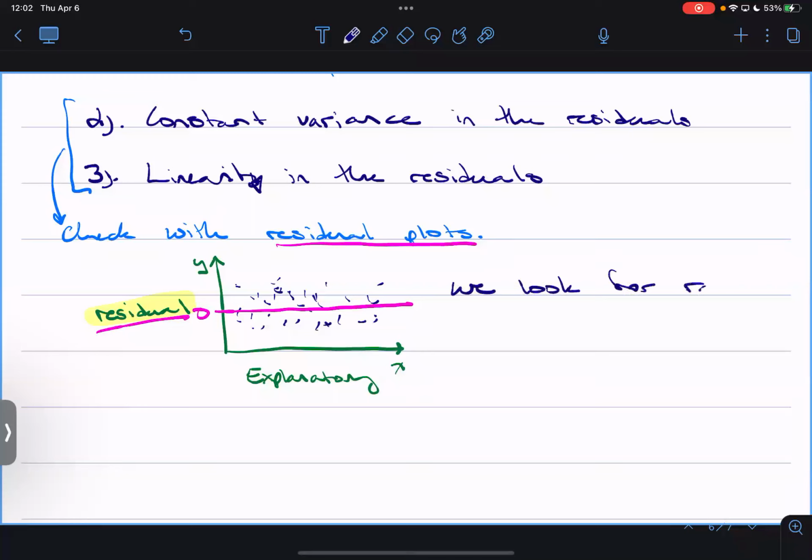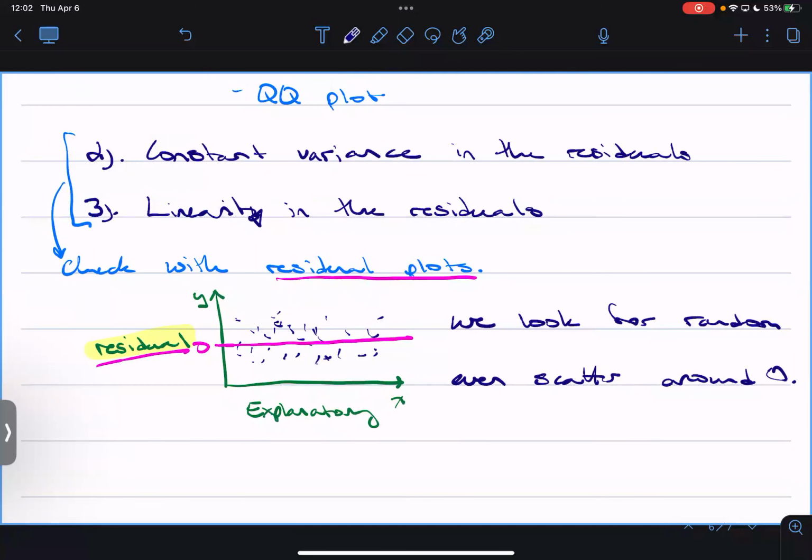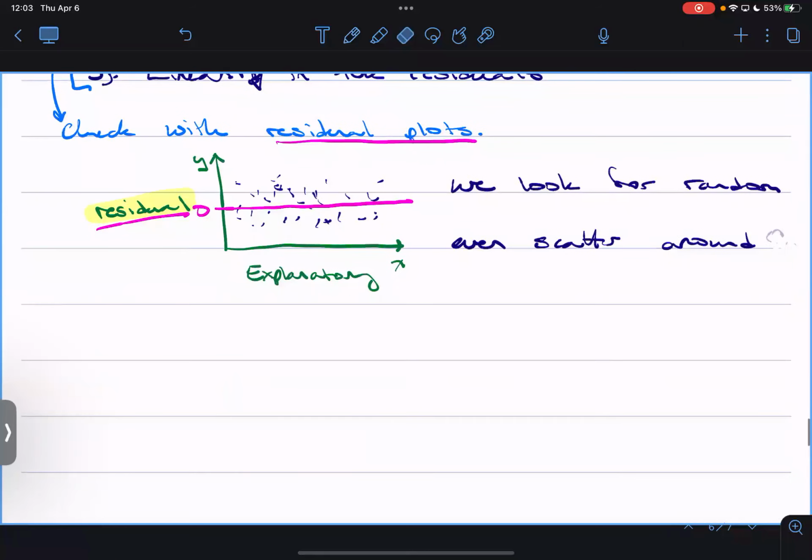We look for random, even scatter around 0. Then we have a well-fitting model, right? This doesn't look like 0.